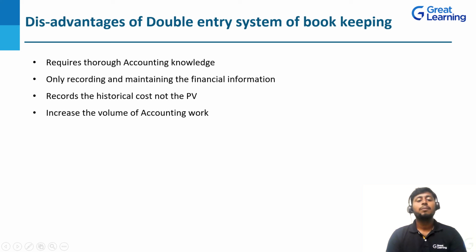And the last point, increase the volume of accounting work. In the single entry, they just record and keep quiet. But here, it is not like that. They need to record in the double entry system of bookkeeping, that is, they need to pass the journal entry, ledger account, all these things. So much accounting work will be there. So these are the few disadvantages of double entry system of bookkeeping.